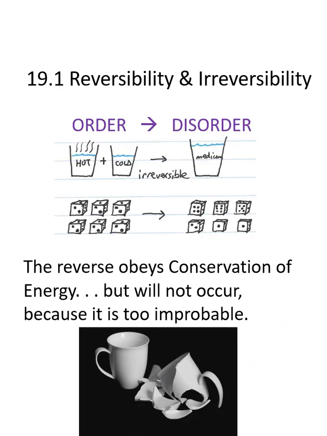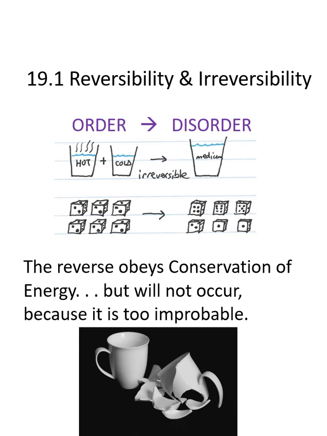Section 19.1, a very brief chapter, discusses the notion of reversibility and irreversibility. And what I want to talk about is the idea that nature generally goes from a state of order to disorder.